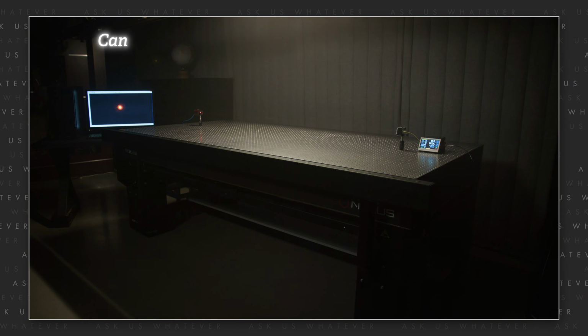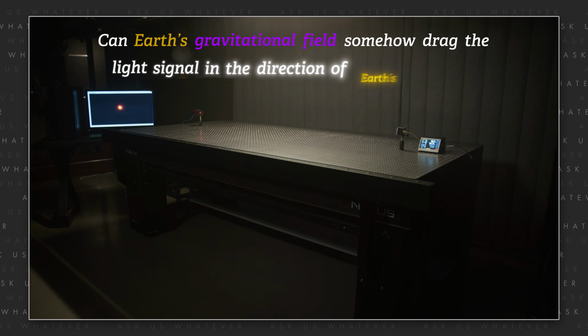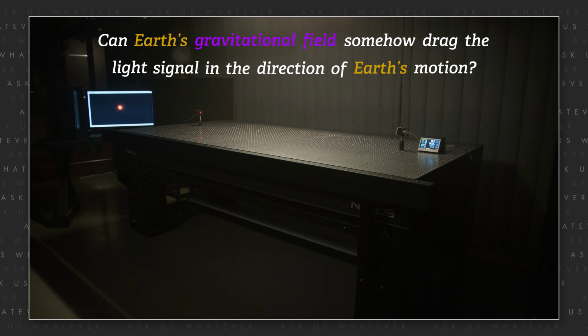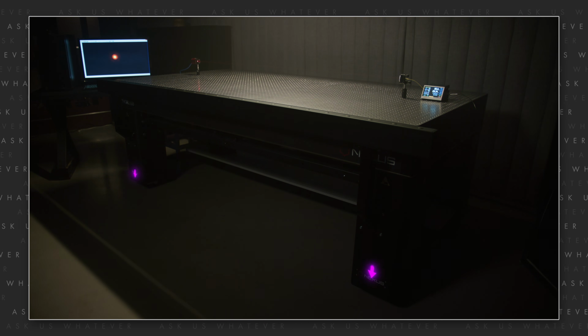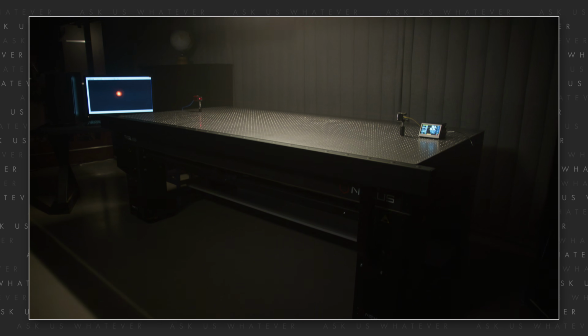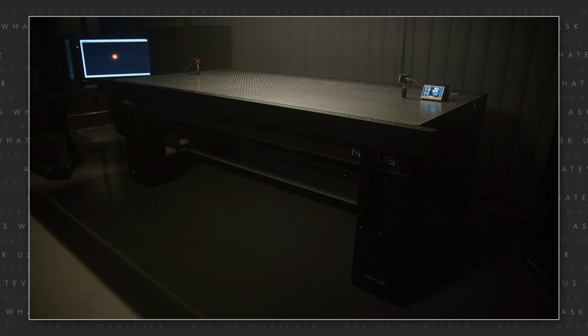Lastly, before getting into the details of our model, I'd like to comment on another possibility: gravity. Can Earth's gravitational field somehow drag the light signal in the direction of Earth's motion? I don't like this explanation for a couple of reasons. One is that Earth's gravitational field is orthogonal to the direction of the light signal. In other words, gravity would pull light downward toward the floor, not in the horizontal direction.